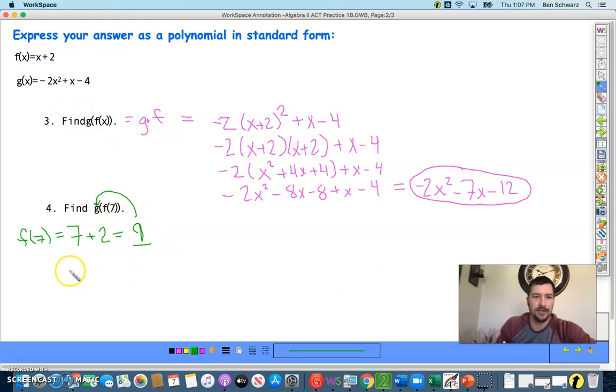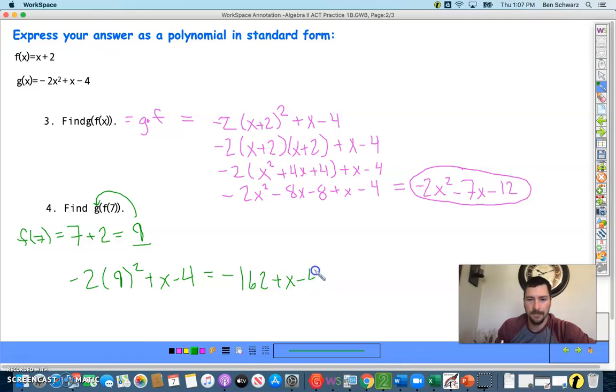So if we plug 9 into g, we'd have negative 2, and then parenthesis 9 squared plus x minus 4. So then that's going to equal, we have 81, 9 squared. Negative 2 times 81 is negative 162 plus x minus 4. So finally, we're going to get negative 166 plus x. So it does say standard form. Not sure if Delta is going to be picky on this, but it might. So standard form, obviously, the x would come first, minus 166. Like so.